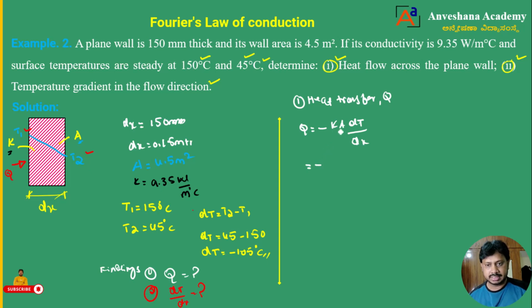I will keep minus as it is. What is the value of K? He has given it in the problem itself. How much? 9.35 into, what is the area? The area he has given as 4.5, into what is the change in temperature? Again, you can take it here, minus 105, divided by what is dx? dx is also given, the thickness of the plate, that is 0.15, dear students.